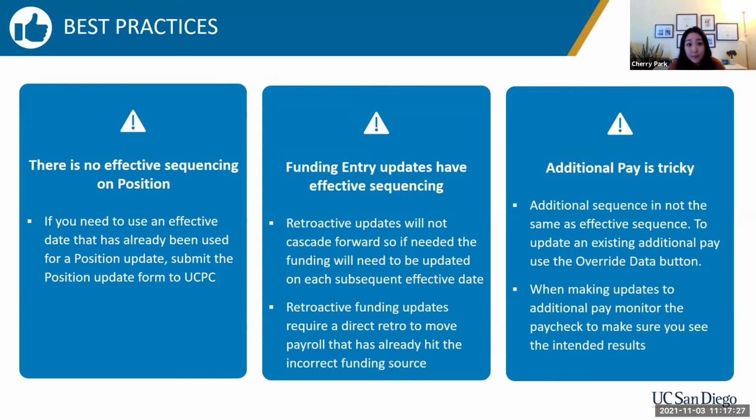And finally, additional pay is tricky. Additional sequence is not the same as effective sequence. To update an existing additional pay, use the override data button. And when making updates to additional pay, monitor the paycheck to make sure you see the intended results.